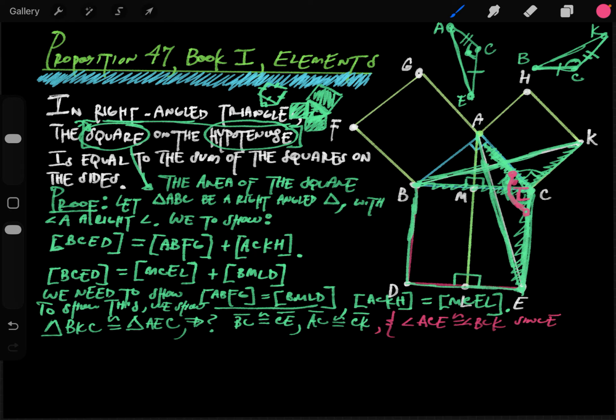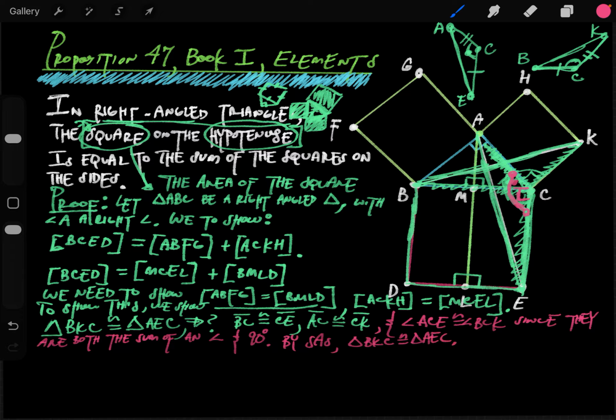since they are both the sum of an angle and 90 degrees. The sum of an angle and a right angle. Okay. So then we can say by side angle side, we have that the triangles are congruent. What we wanted, BKC, is congruent to triangle AEC.